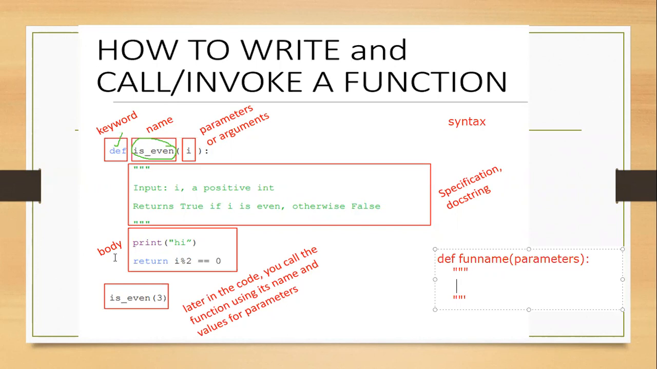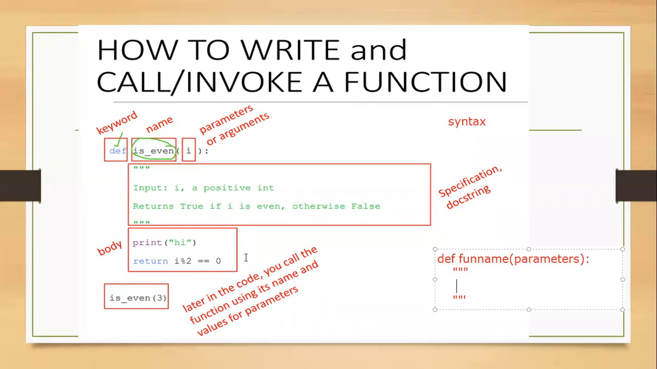Then the other part of the function is the body. Now what it does: print hi, then return I modulus 2 equals 0. That means if I divide by 2 and the remainder is 0, then you return true. That is when it is an even number. Later in the code, you can call the function using its name and the values for parameters.